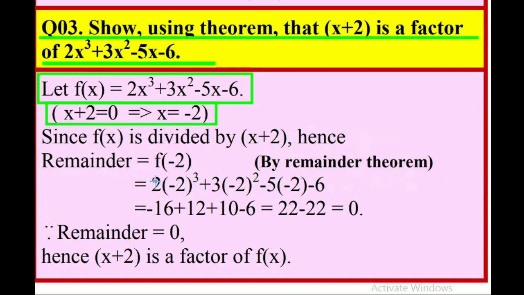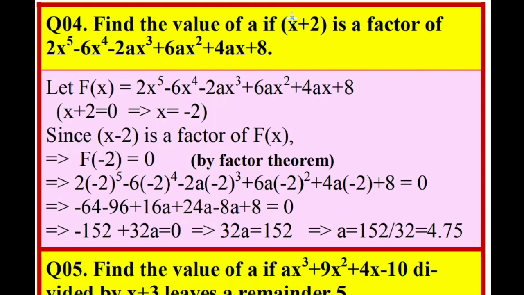Now we find out the value of f of minus 2. It means in the given expression we replace x with minus 2, and we simplify, and what we find, you see that the remainder is 0. Now we can say, since the remainder is 0, hence x plus 2 is a factor of f(x). So this x plus 2 is a factor. Let's take another question, question number 4.